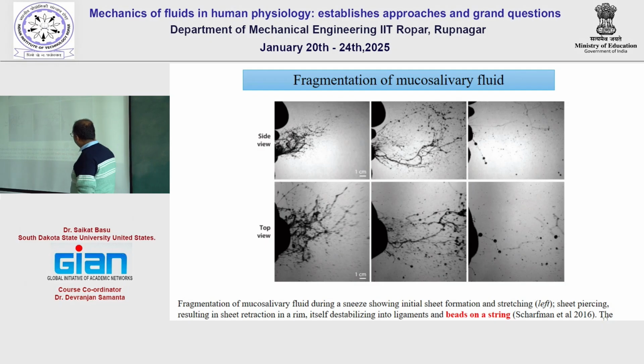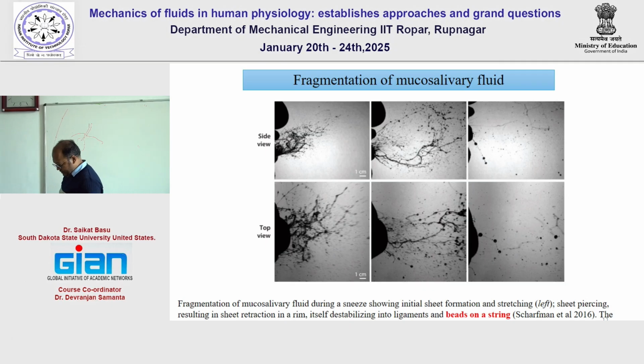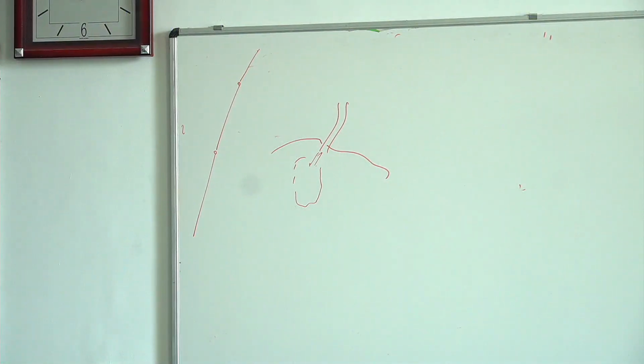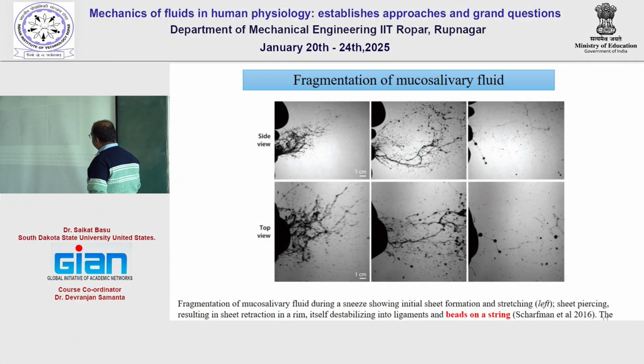These are called BOS structures, beads on a string. Occasionally there will be long filaments with some sort of bead structure in between. It's as if the beads are interspersed between the thin filaments of liquid. That's why it's called the beads on a string structure. And we also know that compared to water, whenever there is polymer, due to the increase in fluid elasticity, these BOS structures will appear, and these ligaments will take much longer compared to water filaments.